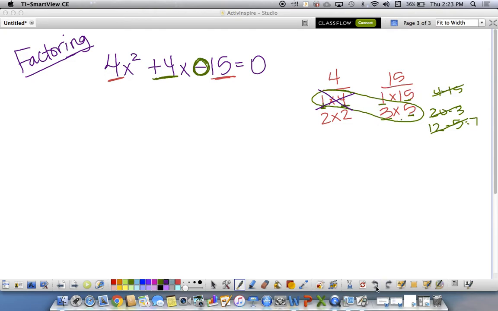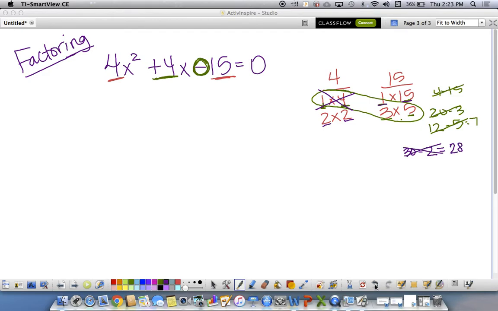And they don't work. Okay? So I'm going to move on, and I know it has to be a 2 times 2. But this is the one I've got to take. 2 times 1 is 2. 2 times 15 is 30. 30 minus 2 is not going to give me 4.